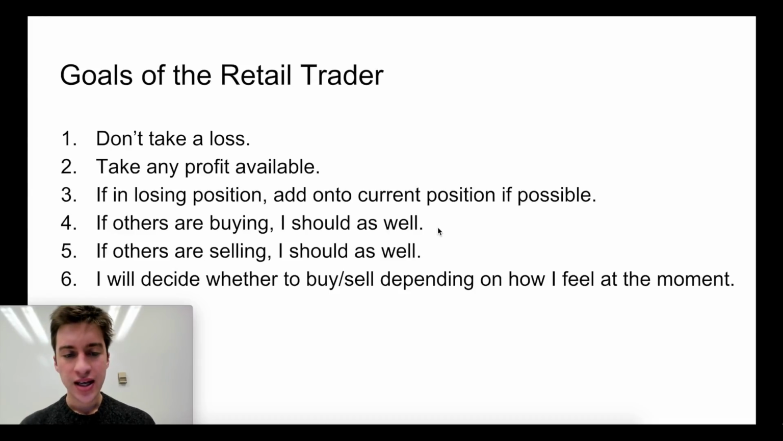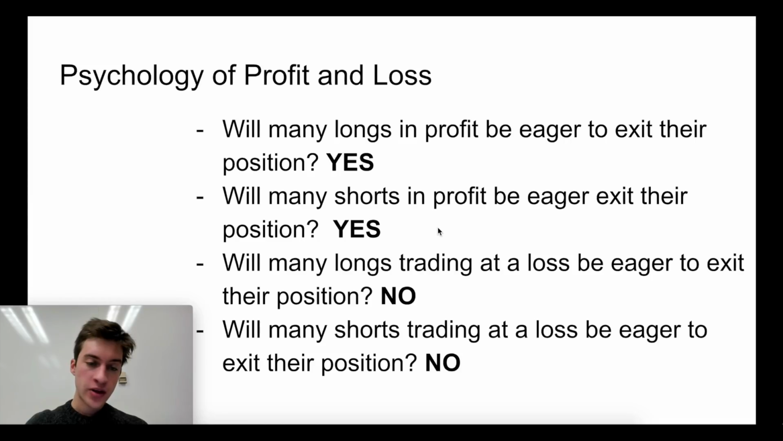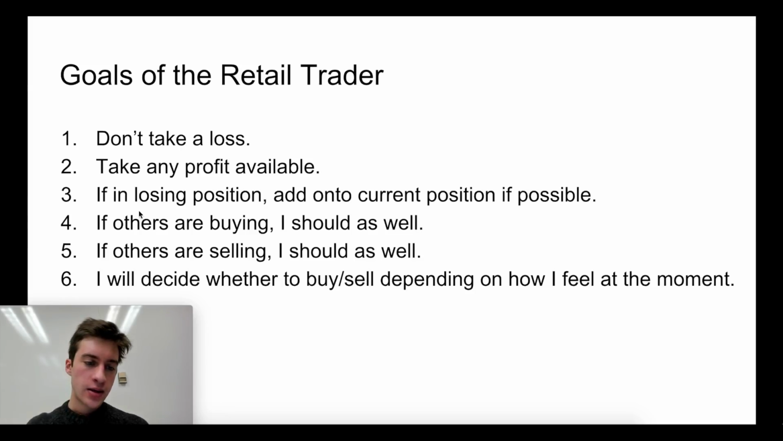Another one is, if in a losing position, add on to the current position if possible. So if price goes up and someone shorted with half their capital, and price goes up another 5%, let's say, they short with the other half of their capital, and then they get a better average price for their short. So what this is going to do is just what I described before. If many longs are in profit and many shorts are adding, that's going to be a large amount of selling. And for 4 and 5, if others are buying, I should as well.